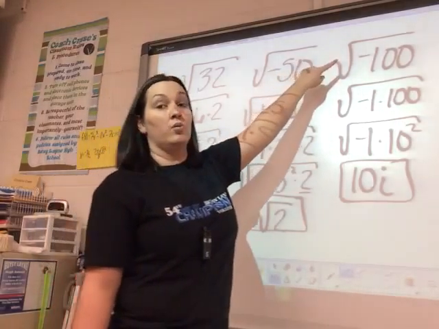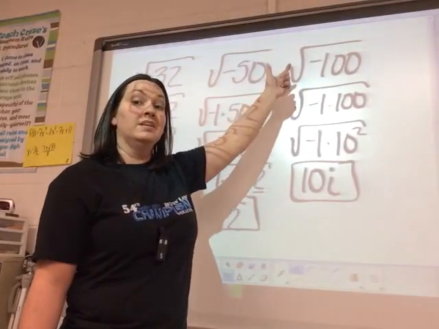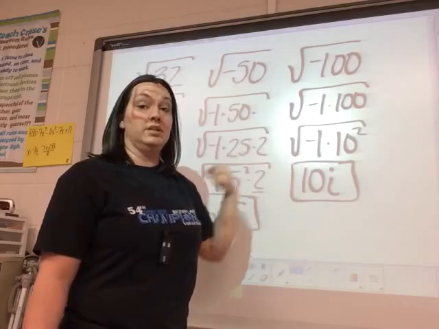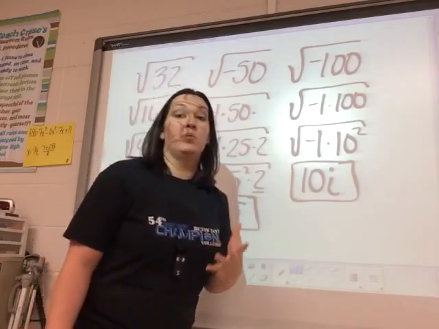Same thing over here with radical negative 100, but 100 is a perfect square. So the negative 1 comes outside as your i. The square root of 100 is just 10, so 10i. Let's do an example with the formula.